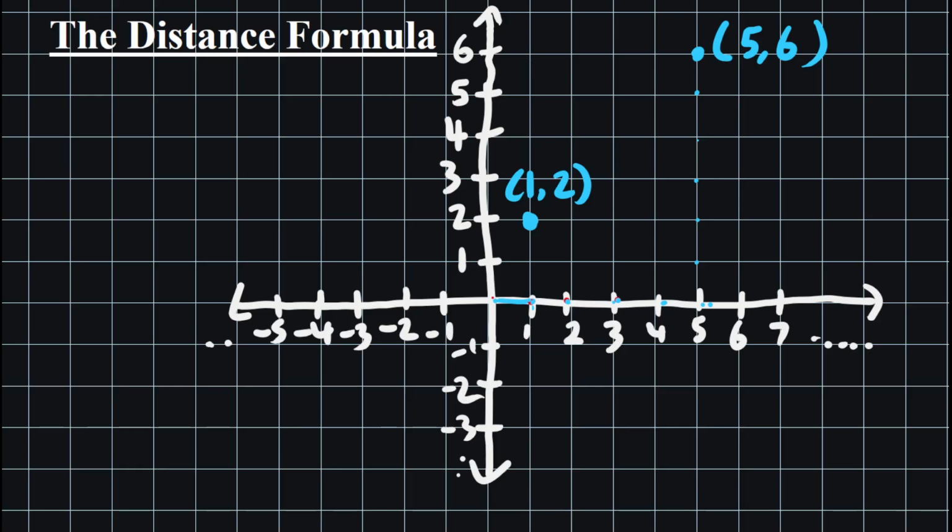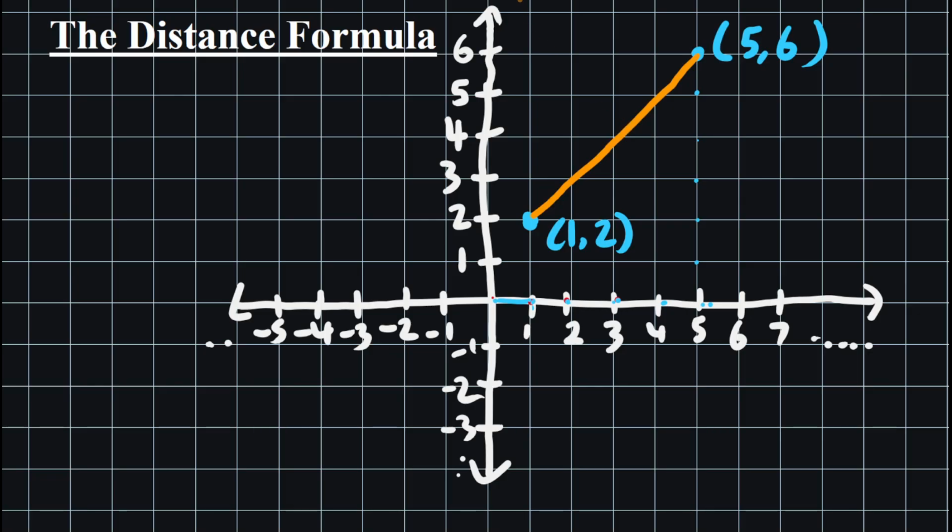And let's say we want to find the distance between these 2 points. So let me just move this down here, just so I could draw the line between them. So let's draw a straight line. Excellent. And we want to find the distance between 1, 2 and 5, 6. And it is this straight line right here.